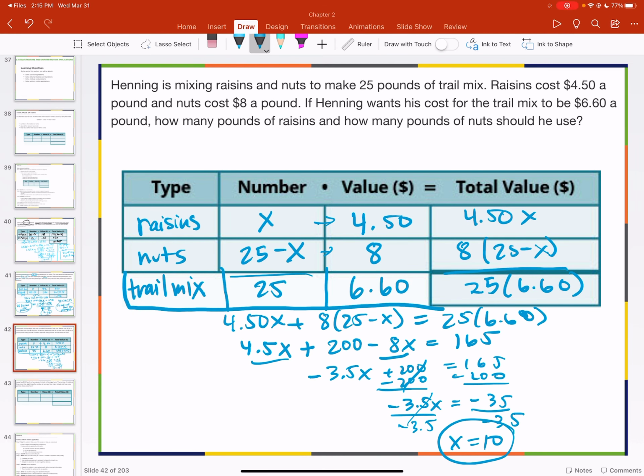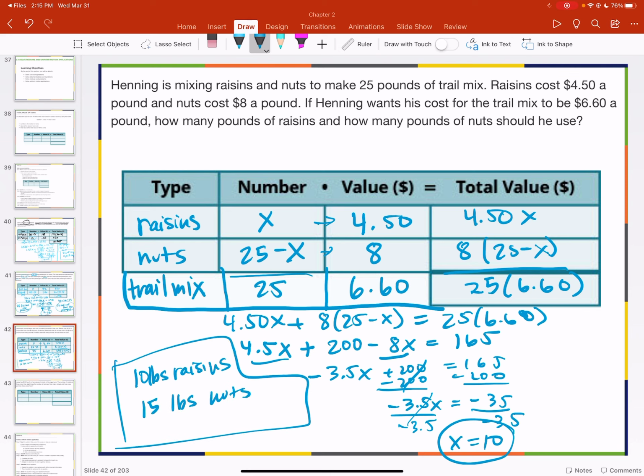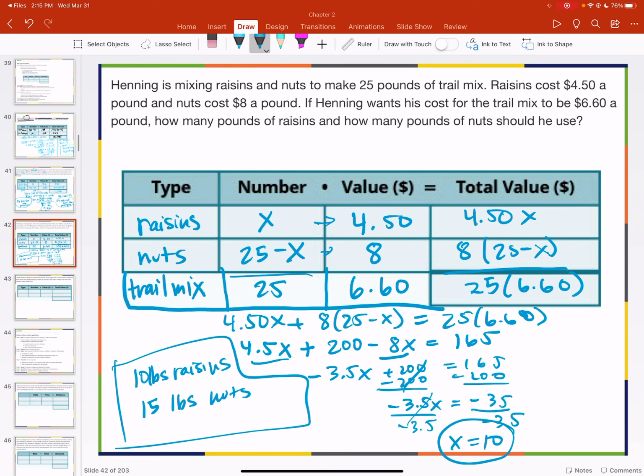Great, so that's the number of raisins. How about nuts? So 10 pounds of raisins. And then nuts is 25 minus X. So 25 minus 10 is 15 pounds of nuts. Okay. All right. Let's do another.